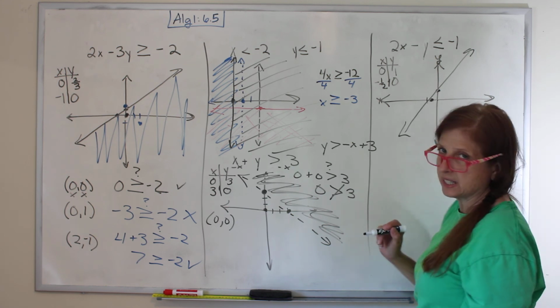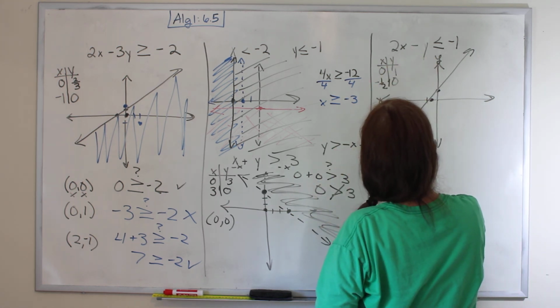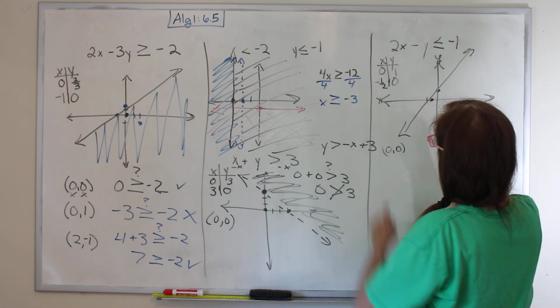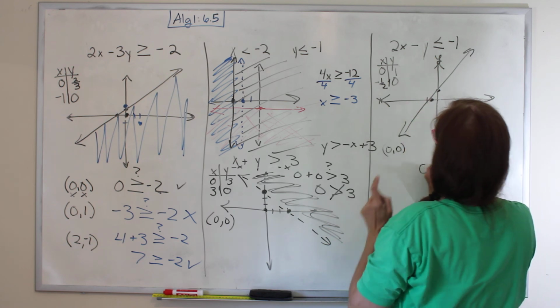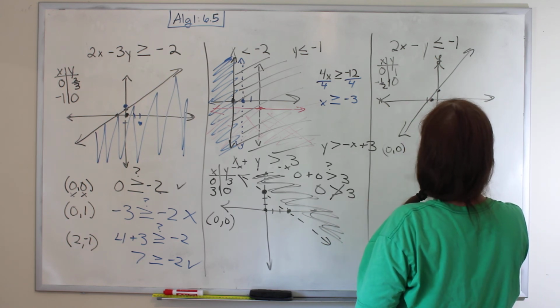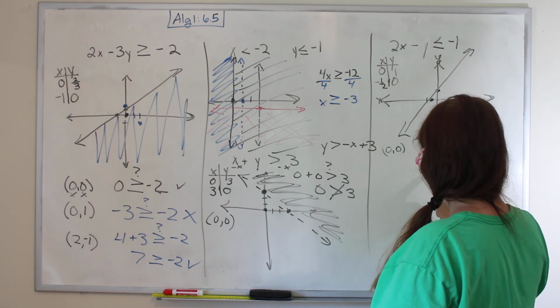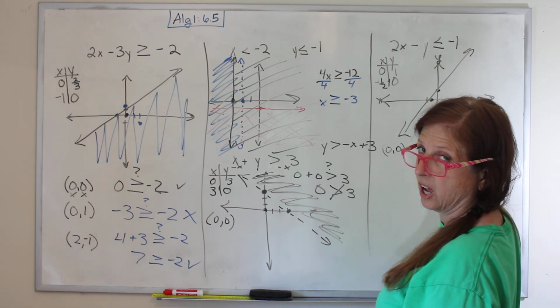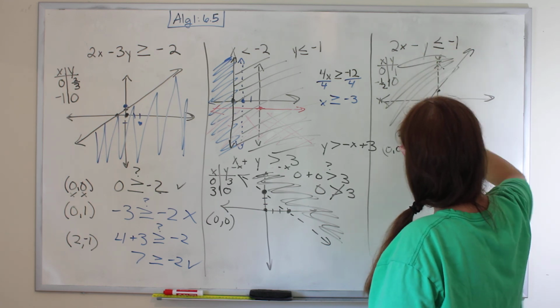And now we need to see which side to color. We'll try 0, 0 and see if it gets colored or not. 2 times 0 is 0, minus 0 is 0. So is 0 less than or equal to negative 1? No, I'd much rather have $0 than owe you $1. So this should not be the point, it should be this side.